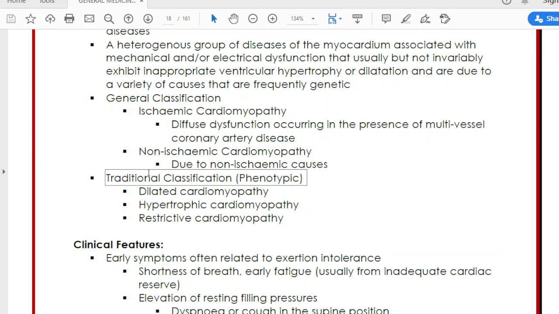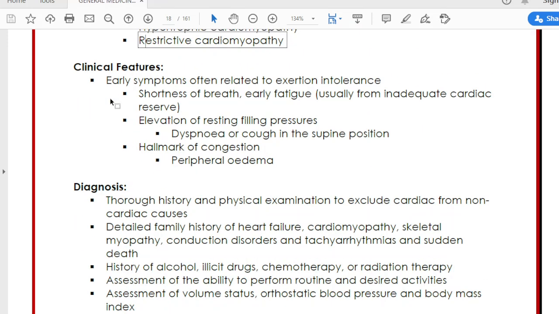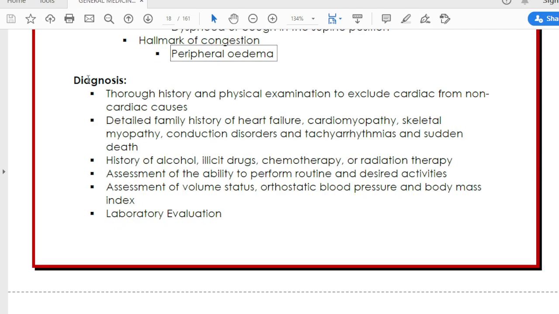Traditional classification, dilated cardiomyopathy. Hypertrophic cardiomyopathy. Restrictive cardiomyopathy. Clinical features. Early symptoms often related to exertion intolerance. Shortness of breath, early fatigue, usually from inadequate cardiac reserve. Elevation of resting filling pressures. Dyspnea or cough in the supine position. Hallmark of congestion. Peripheral edema.